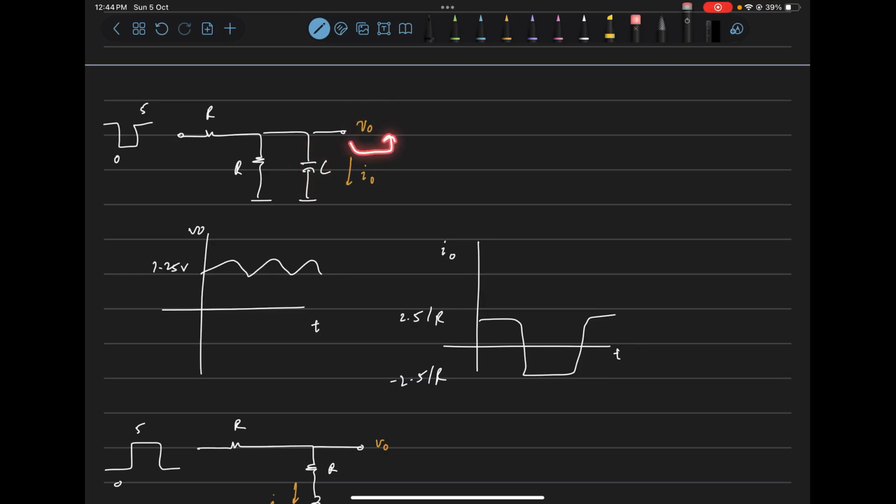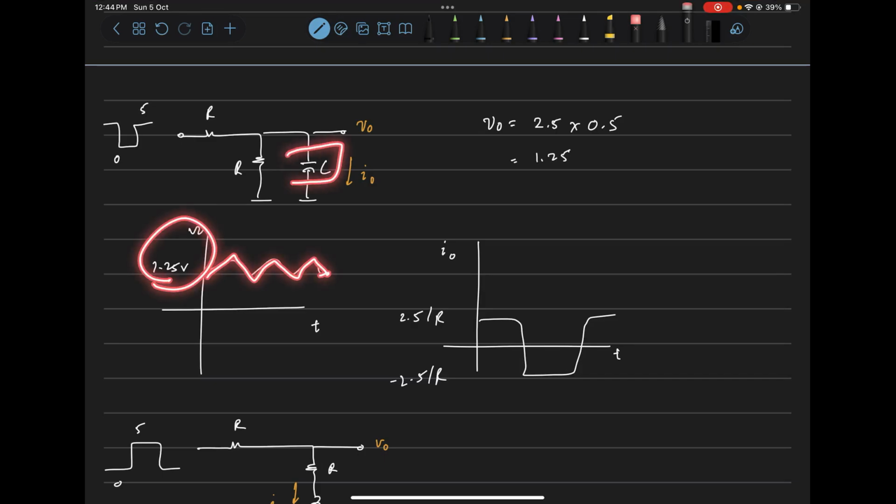So VO will ripple around its average value. And what will be the average value of VO? For the average value, in steady state C will be an open circuit. The average value of the input is 2.5 because it is a 50% duty cycle from 0 to 5. Since these two resistors are equal, the average value here will be the average value of the input divided by 2, since there will be a voltage division with C open. So the average value here will be 2.5 times the voltage division, which is 1.25. So VO will ripple around 1.25 volts in steady state.